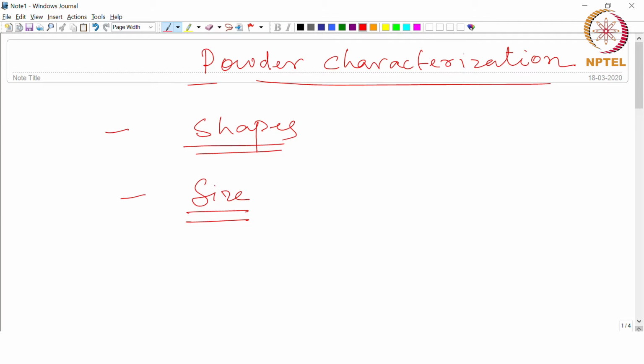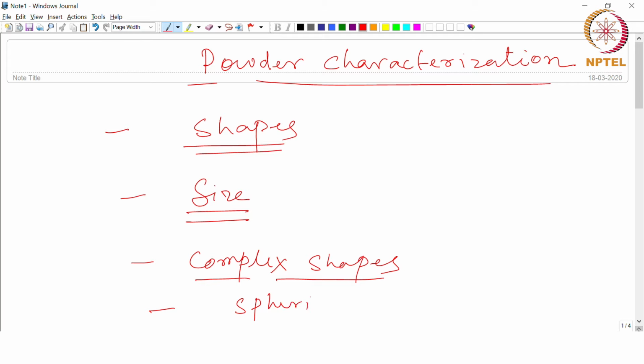The problem is most of the powders will have complex shapes, okay, and therefore it is difficult to define one single geometric parameter which will give the size of the particle, right? And therefore what is done is, for most of the particle size analysis, a particular geometric parameter is used, and a spherical shape is assumed.